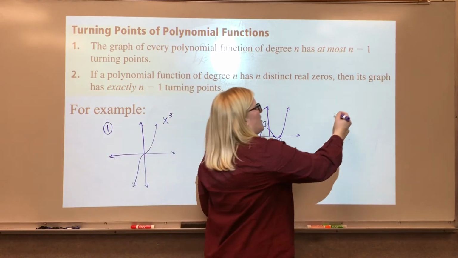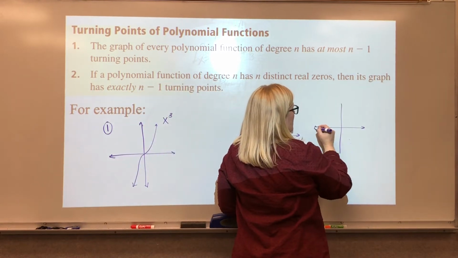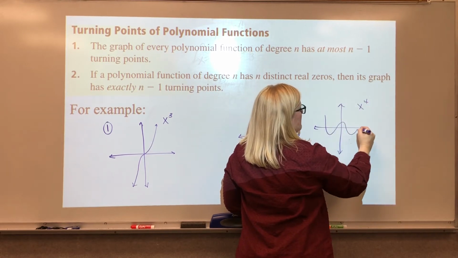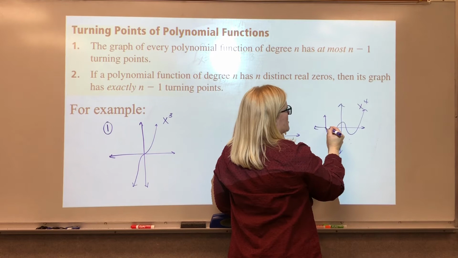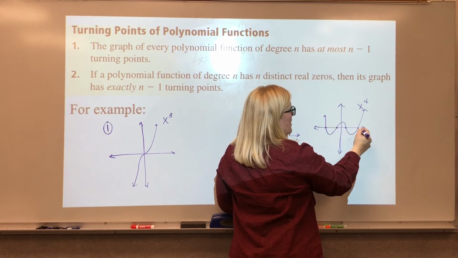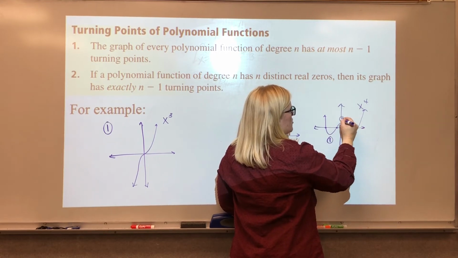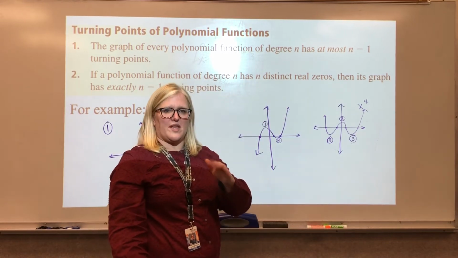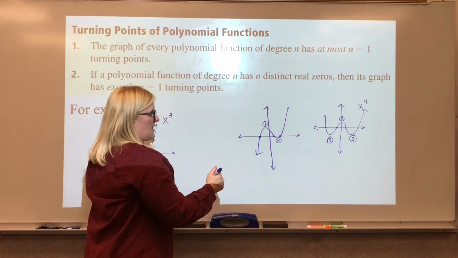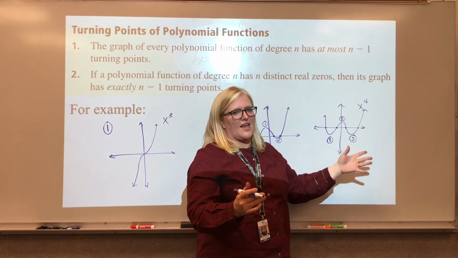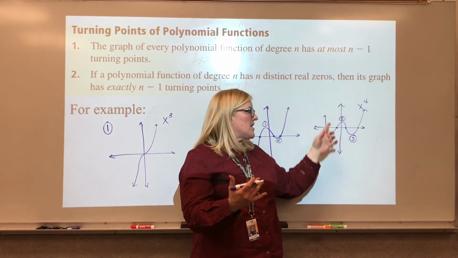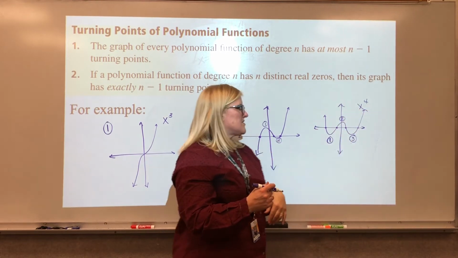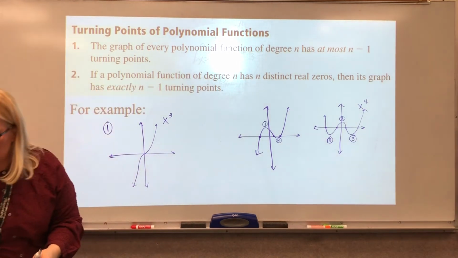If I have x to the fourth, and it goes like this, it crosses 4 times, and it has 1, 2, 3 turning points. Now, that's not exactly what x to the fourth looks like. X to the fourth looks like a parabola, but if we have a function that is a 4th degree, it could look like this. I hope that made sense.